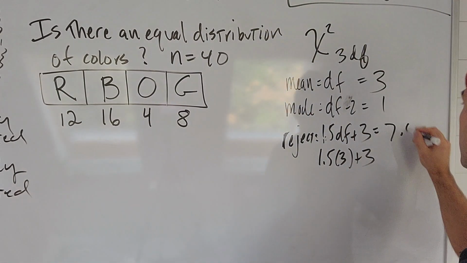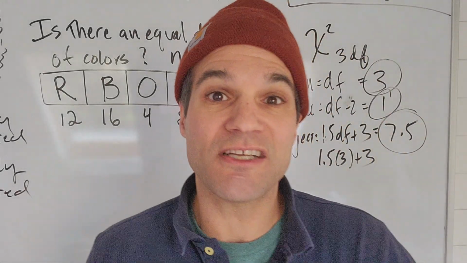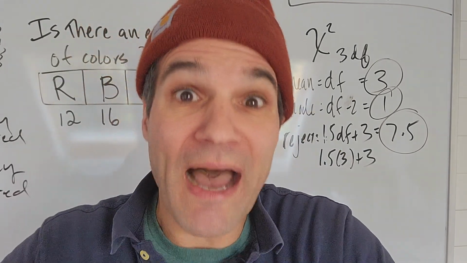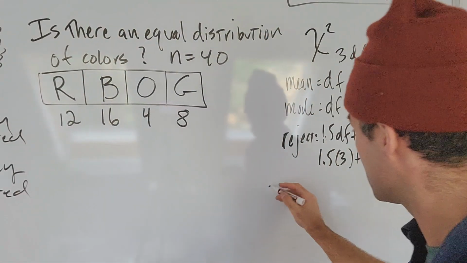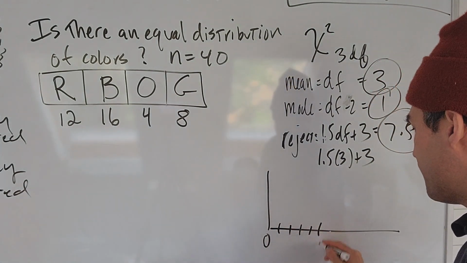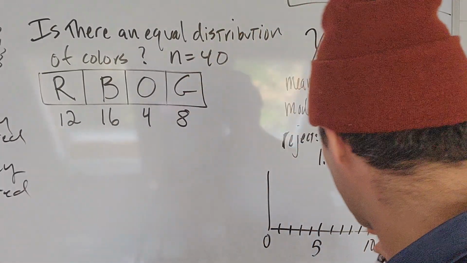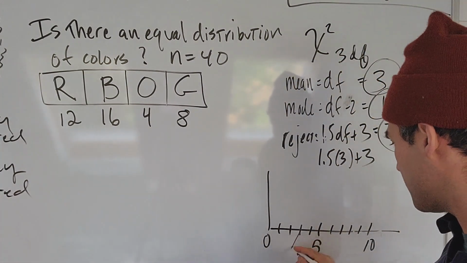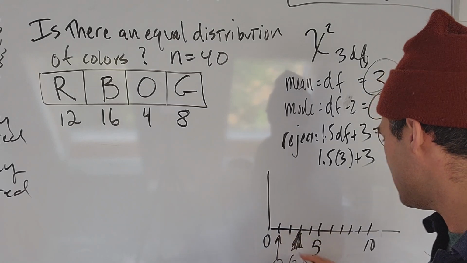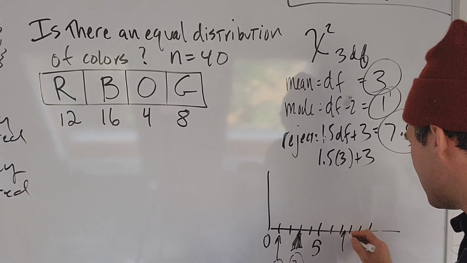So I have these numbers, 3, 1, 7.5. So I can actually draw a chi-squared. If these were equally distributed, and we took a whole bunch of samples, we'd get a pile of chi-squareds that look like this. 0, 1, 2, 3, 4, 5, 6, 7, 8, 9, 10. These three numbers are important. The balancing point is at 3, so that's the mean. Here's the mode at 1. And here's my rejection region at 7.5.